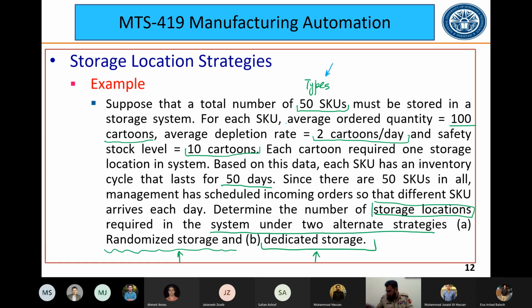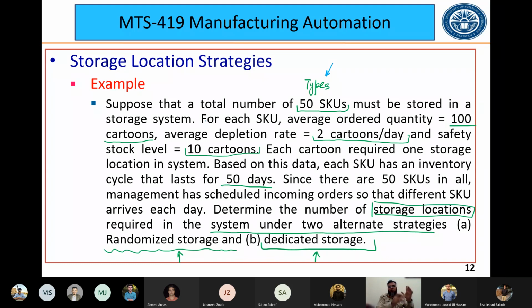For each SKU, the average ordered quantity is 100 cartons. Please listen to this and keep visualizing it: number one, we have 50 SKUs which are to be stored. Each SKU has to be ordered in a quantity equal to 100, and the average depletion rate of each SKU is 2 cartons per day.